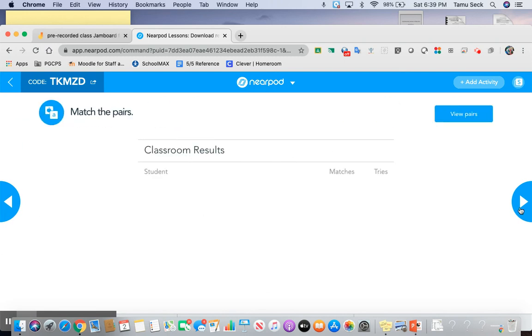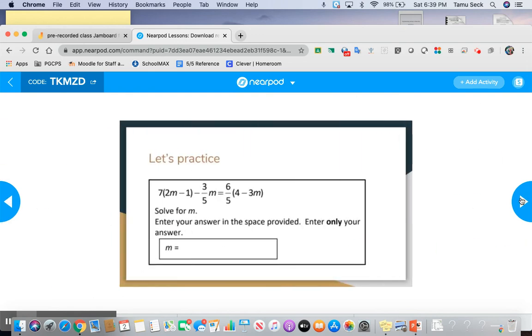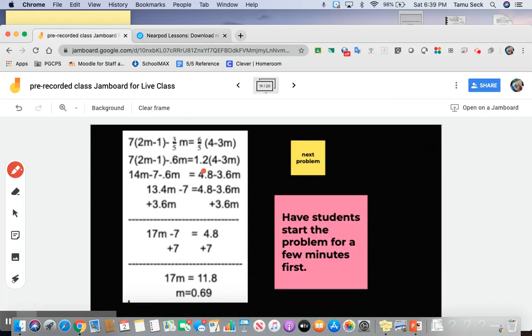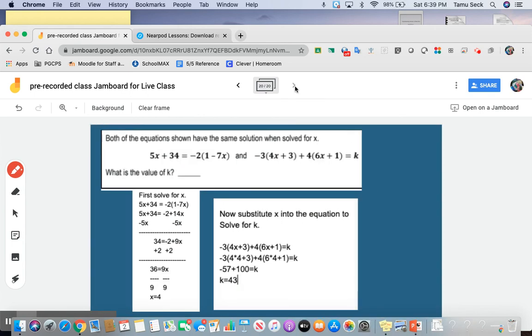Now, for the next problem, I would like you to take 2 minutes and solve this problem first, and then I'll walk you through how to finish it. So go ahead and solve the problem. Okay, if you have not finished solving the problem, pause the video. Okay, so when you solve the problem, you get the answer x is equal to 4.